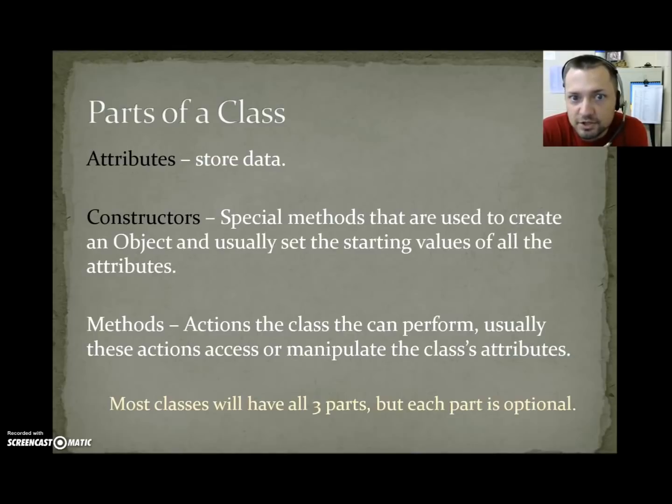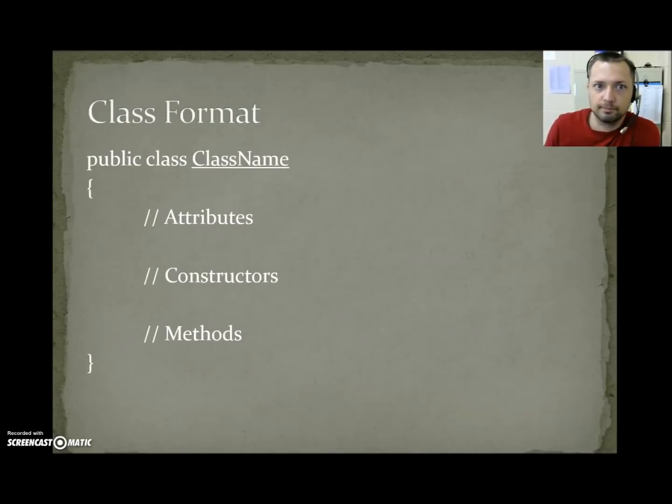Like you may have a class that just has attributes. You may have a class that has attributes and constructors. You could have a class that just has attributes and methods. So forth. You could even have a class that has none of the 3. But if a class had none of the 3, it wouldn't be very pointful. It really wouldn't do anything. So we won't see any like that.